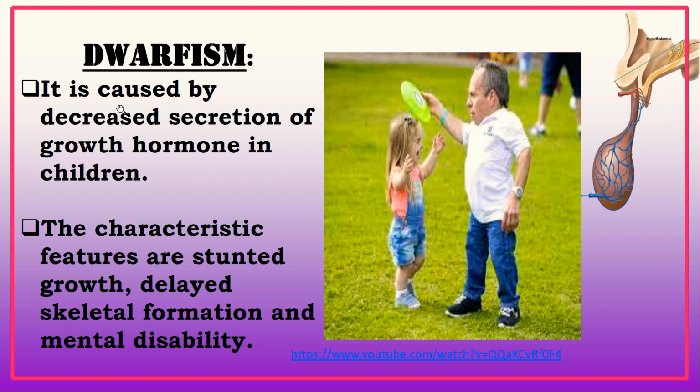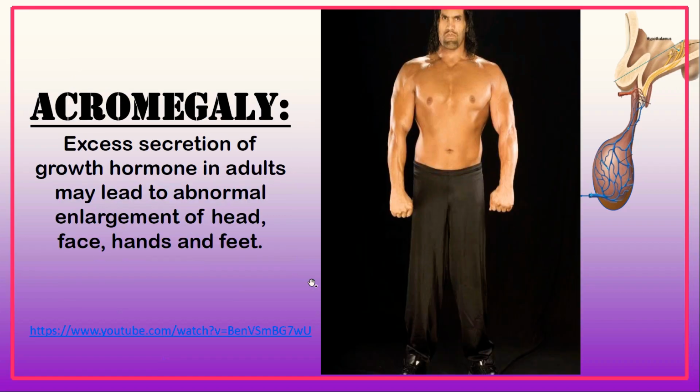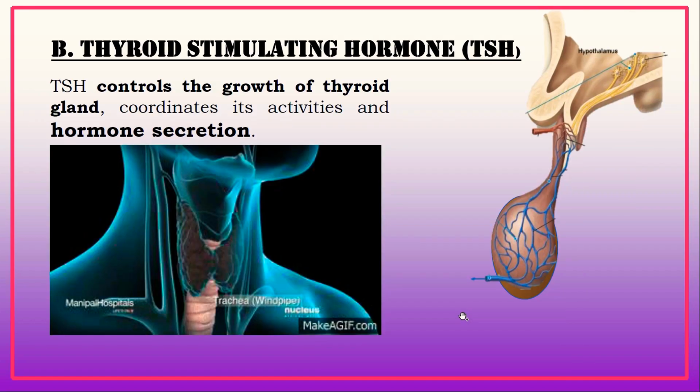What is dwarfism? It is caused by the decreased secretion of the growth hormone in children. The characteristic features are stunted growth, delayed skeletal formation and mental disability. Gigantism: oversecretion of the growth hormone leads to gigantism in children. It is characterized by overgrowth of the body, all the tissues and organs of the body, and the individual attains an abnormal increase in height. Acromegaly: excess secretion of growth hormone in adults. This may lead to abnormal enlargement of the head, face, hands and feet alone.